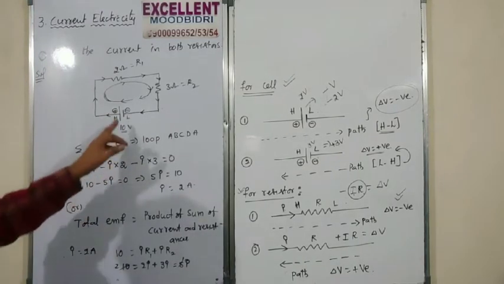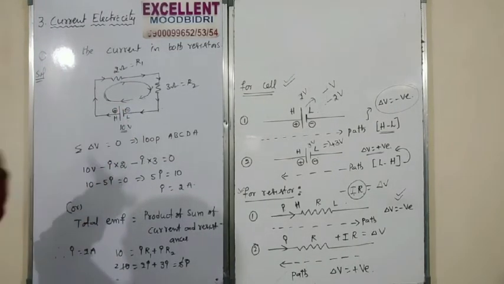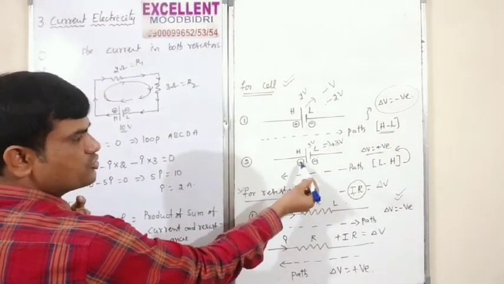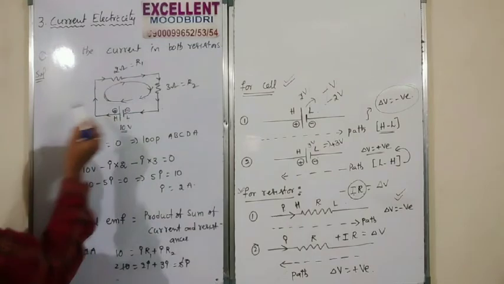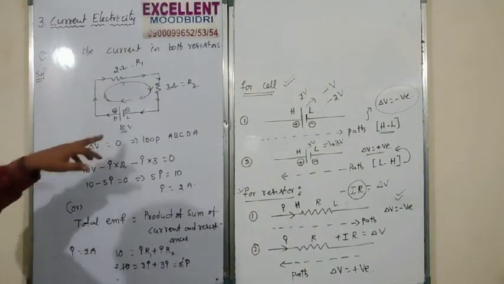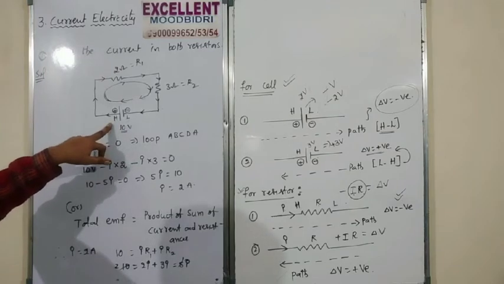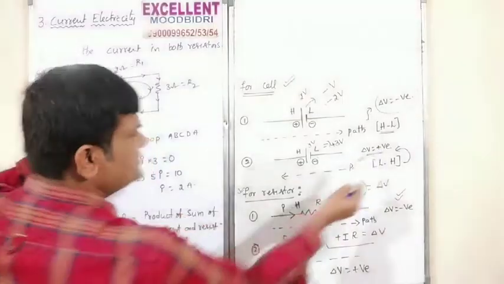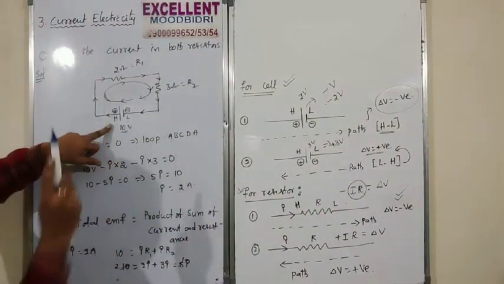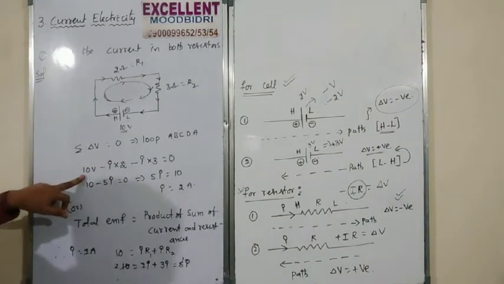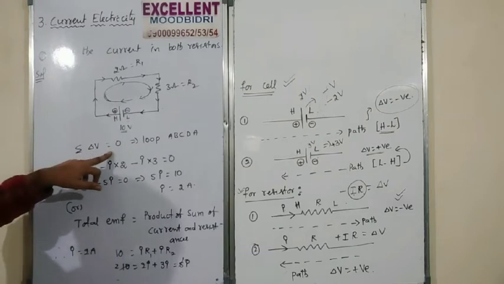Now the condition is where to where? Lower to higher, minus to positive. Correct? Therefore, is the potential positive or negative here? Lower to higher, the potential is positive. That means here 10 will be there, so I will consider plus 10.